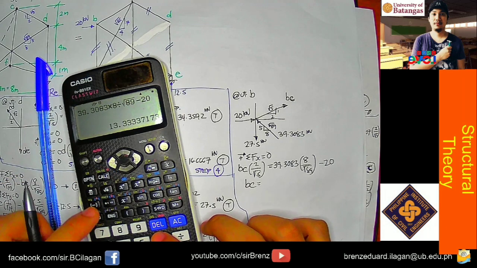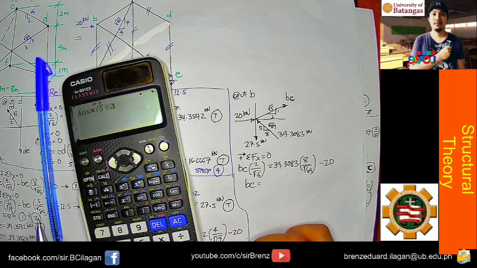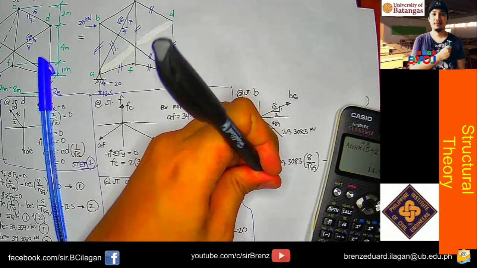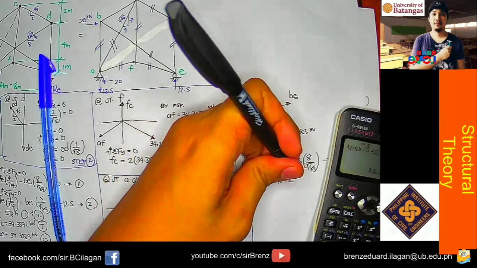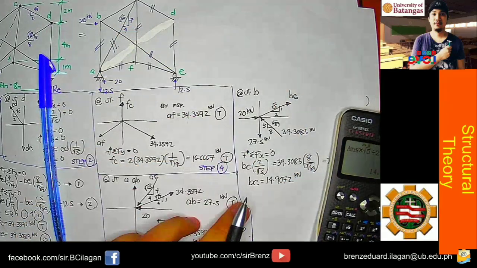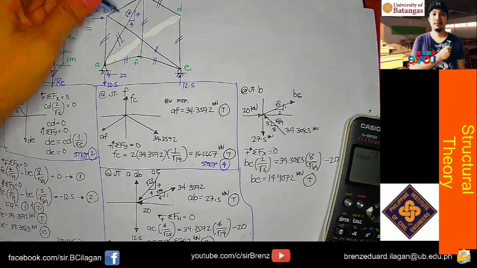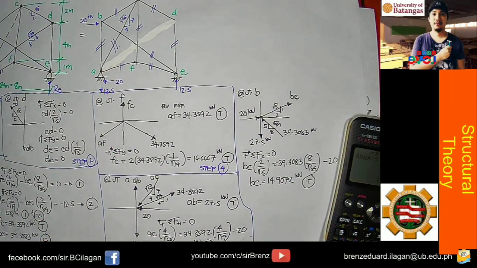Okay, good thing positive. So times square root ng 5 and then divided by 2. So 14.9072 kilonewton. So the answer, tama na siya ay in tension. Okay, so we're done. Check ko lang if tama.